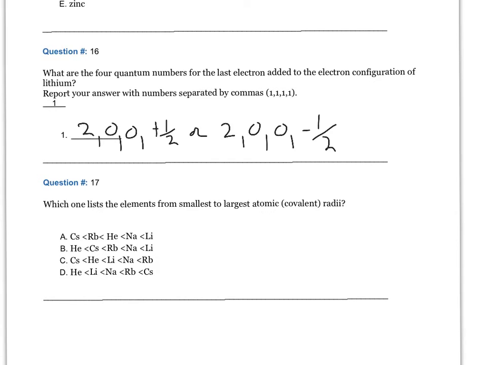Next question. Which one lists the elements from smallest to largest atomic covalent radii? The answer is D. Helium is smaller than lithium, which is smaller than sodium, which is smaller than rubidium, which is smaller than cesium.